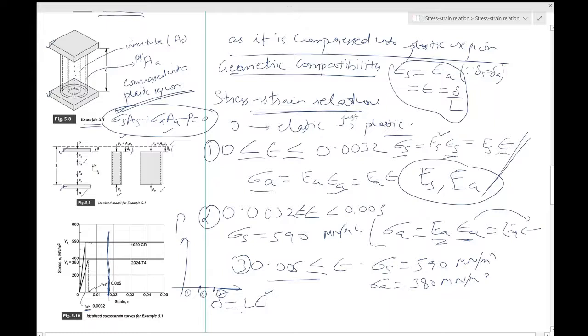And similarly this P you can find from over here, so that will be equal to sigma s As plus sigma a Aa. In the first range you know what sigma s is, you know what As is, you know what sigma a is, you know what Aa is, so you will be able to easily find what this will be. Okay, so this is how you should be able to get your final value.